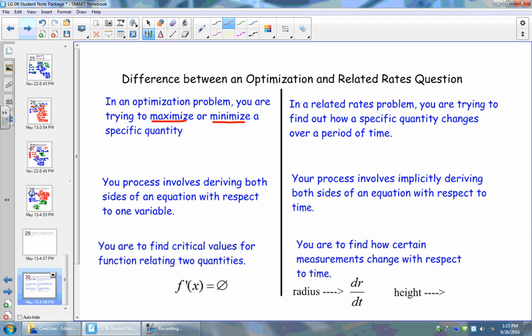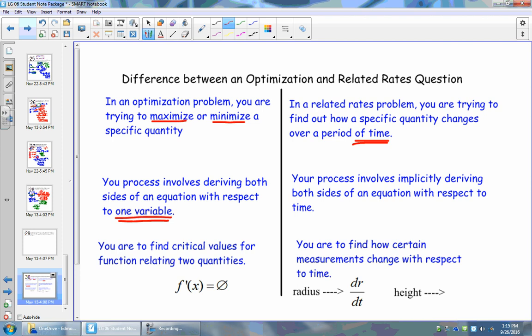Your process involves deriving both sides of an equation with respect to one variable. You are finding critical values for the function relating to quantities. So again, this is more in Learning Guide 5. In Learning Guide 6, what we did, just so you guys can tell the difference on a final exam, in a related rates problem, you're trying to find out a specific quantity, how it changes over time. Time is the big one. What rate is the shadow increasing? How fast is this height decreasing? So on and so on.